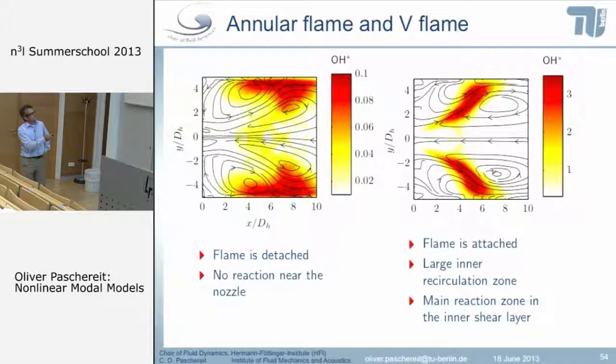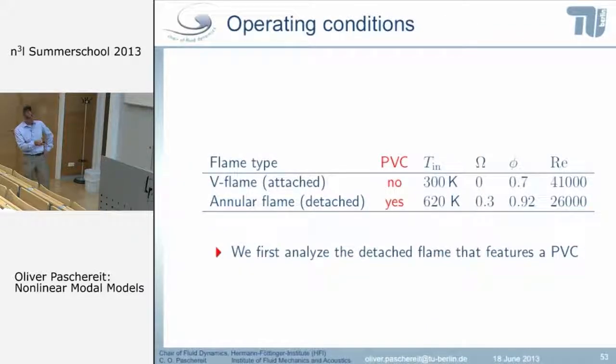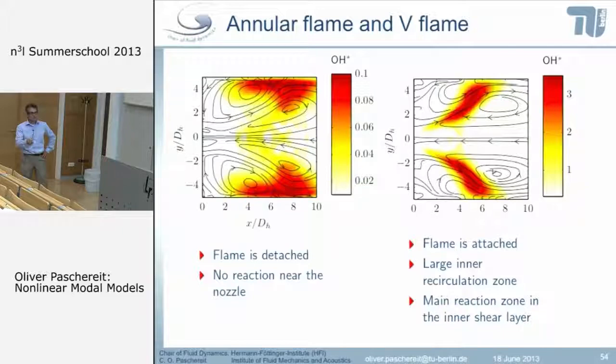This is what we call the annular flame, and this is the V flame type. So here in the annular flame, by adding a lot of steam to our combustion process, in this case I think 30% mass percent of steam, we have a detached flame, we have no reaction near the nozzle. In the V flame, the flame is attached to the nozzle, and we have a larger inner recirculation zone, as you see here, and the main reaction takes place in this inner shear layer and not in the outer shear layers like indicated here.